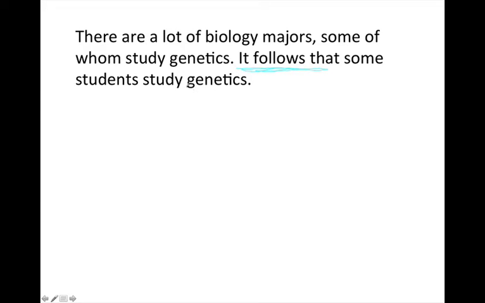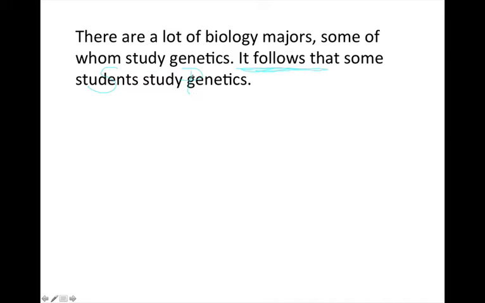Let's separate out our classes. Students are people who study genetics, or students are individuals who study genetics, et cetera. Just make sure that your class of genetics studiers is a noun phrase. So you could say it follows that some students are genetics studiers, or what would probably be more idiomatic is people who study genetics.